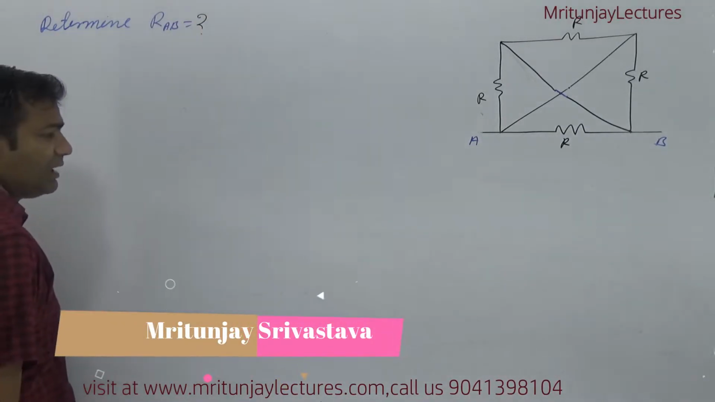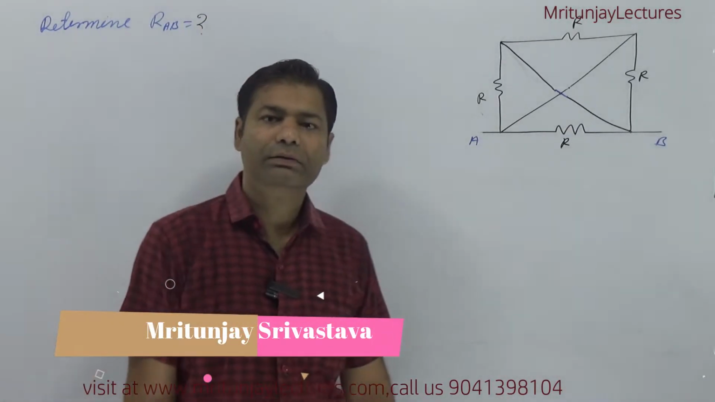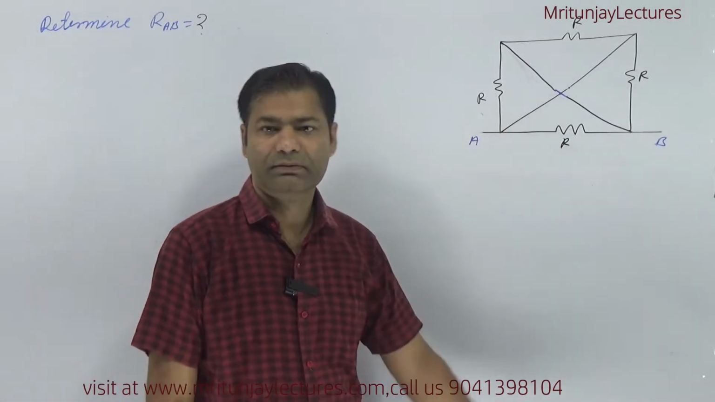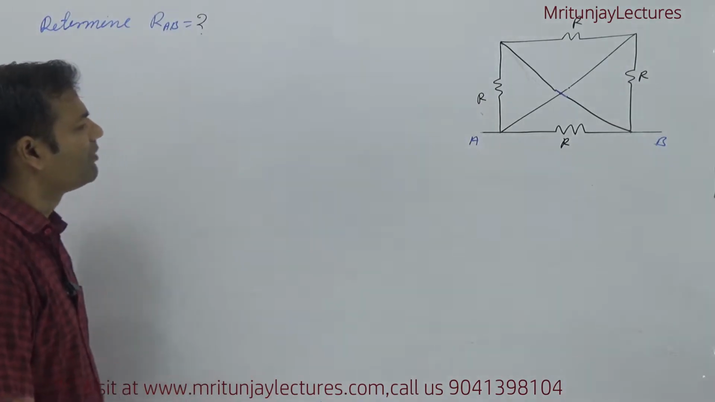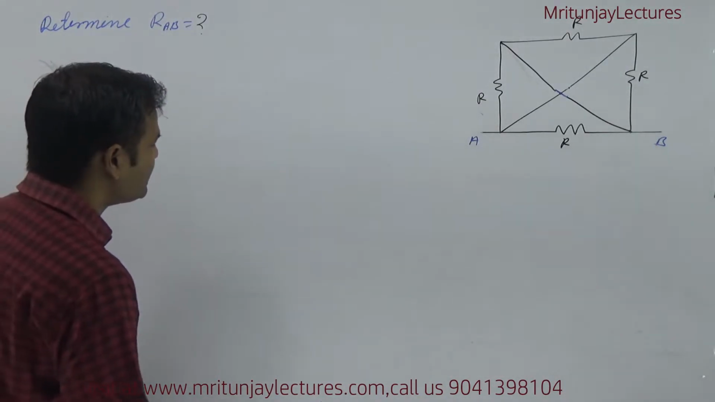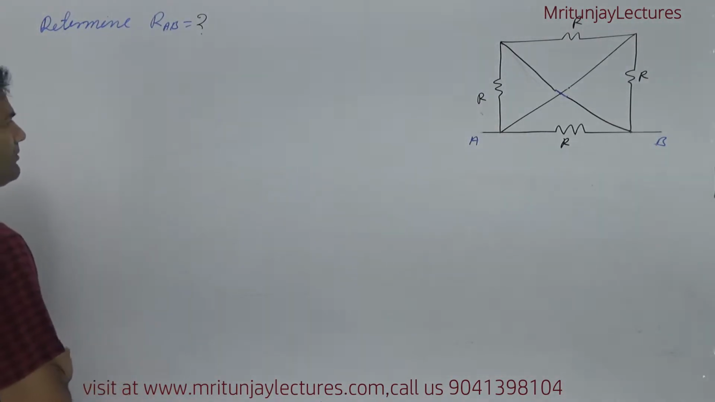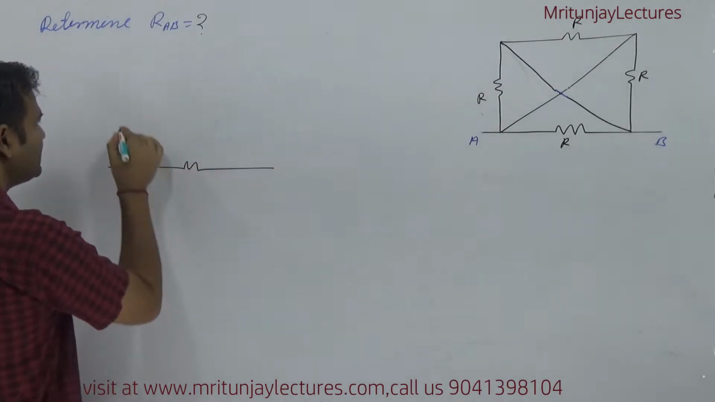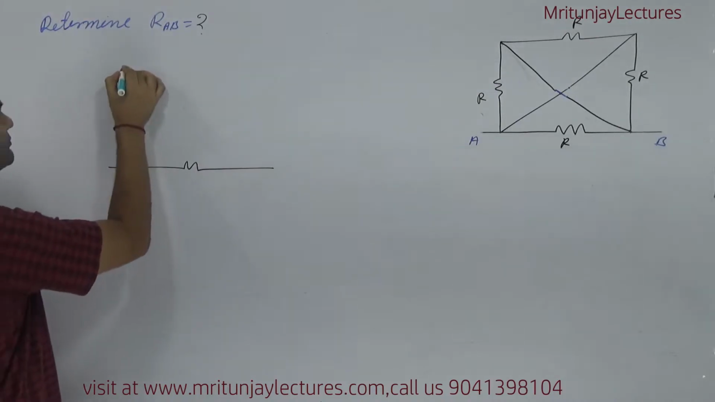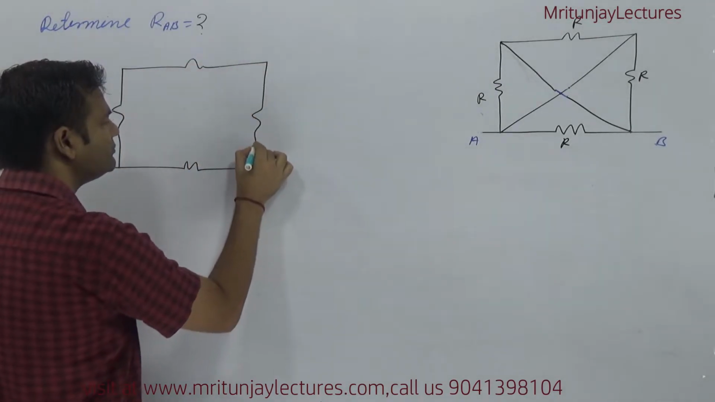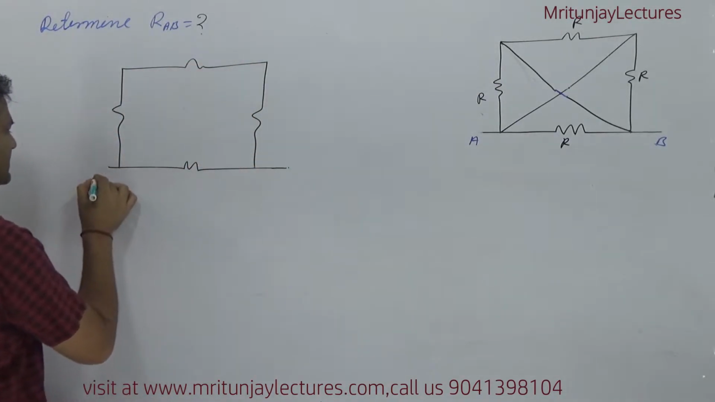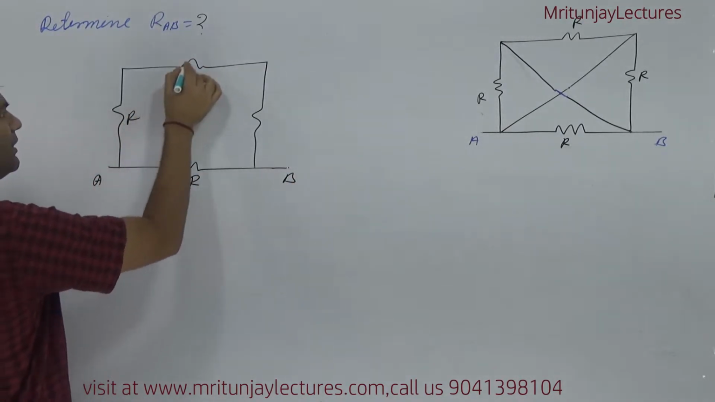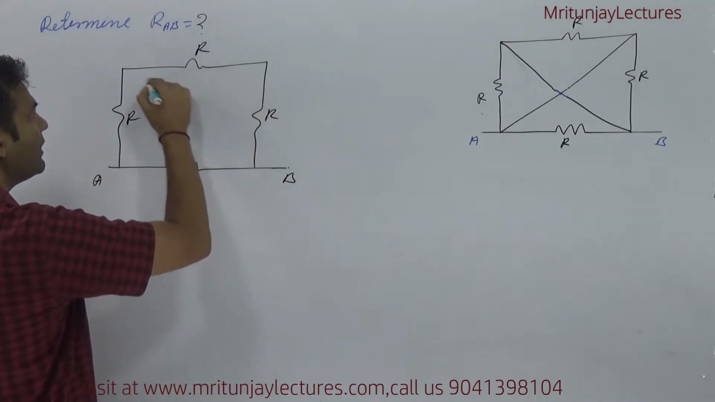Our target is R equivalent if both diagonals are connected at point Z. Now our motto: determine equivalent resistance between AB. So first of all, make another circuit like this one. That is A, and that is B. R, R, R, R.